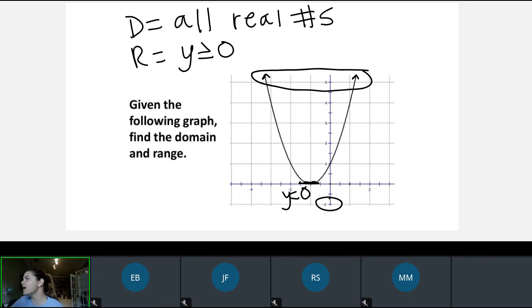Yeah, that's okay. That's why domain and range isn't really that hard. But it is hard in the fact that it's easy to get tripped up.